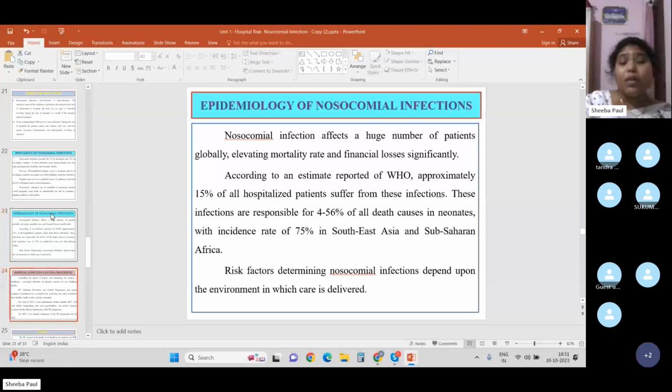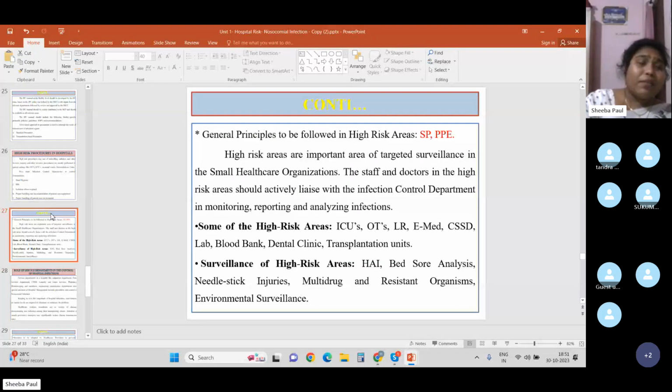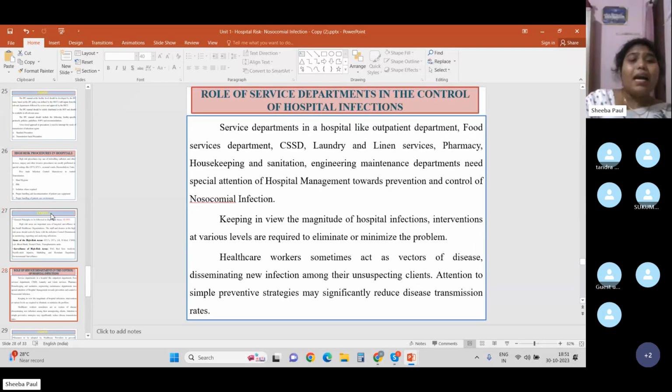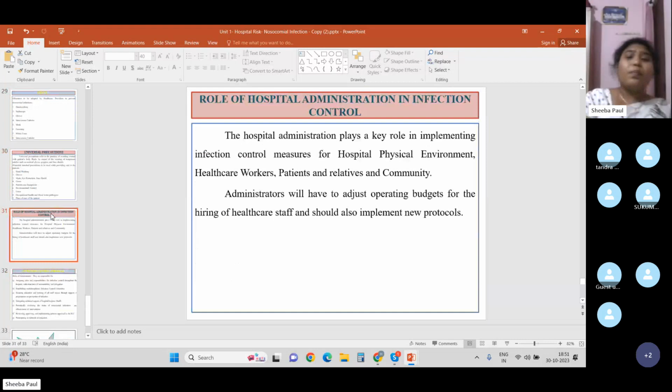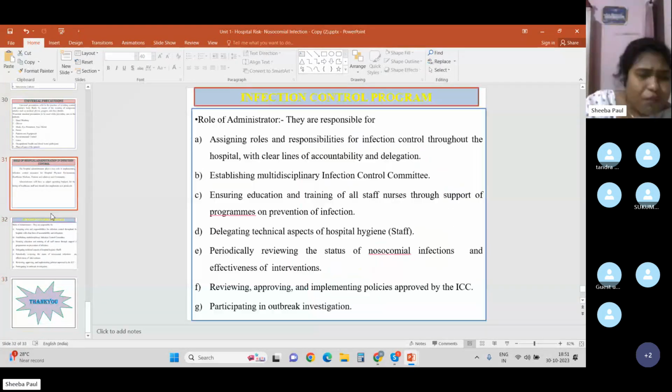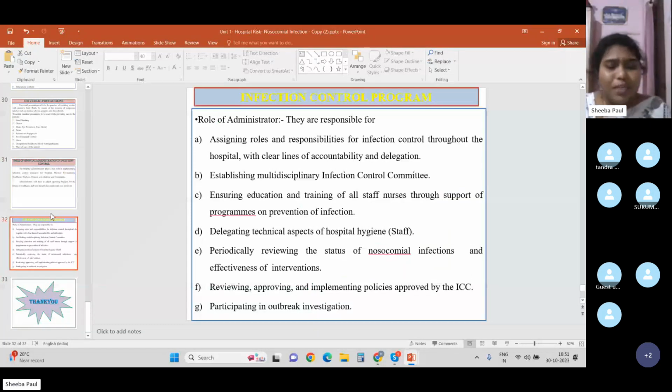We also discussed the hospital infection control committee, and what are the principles to reduce the risks in the high risk area, and what is the role of administrators, and what are the universal precautions. And we have also discussed the infection control program. So this was all about your unit 1.